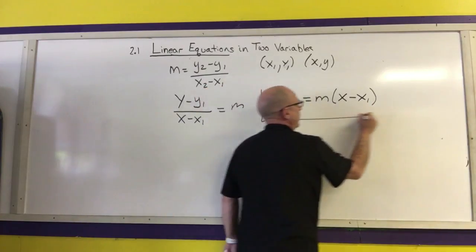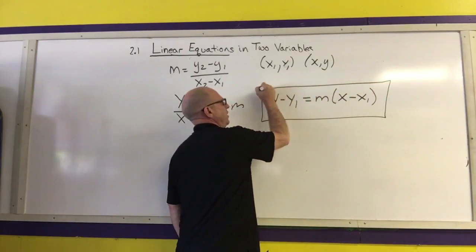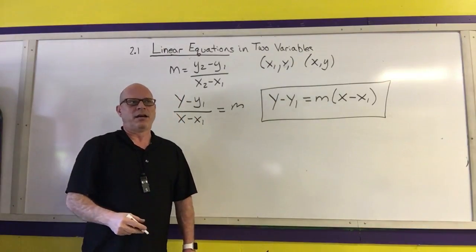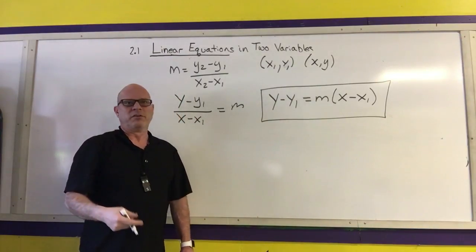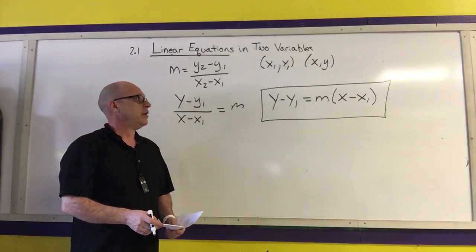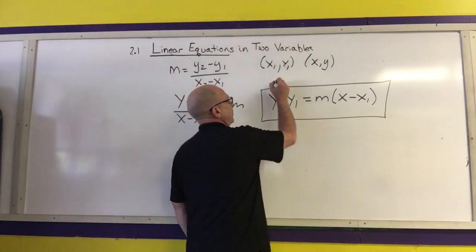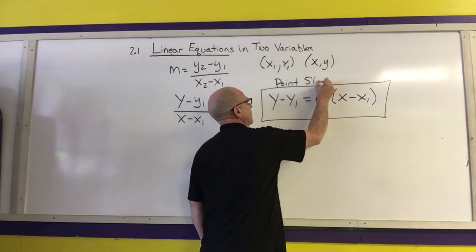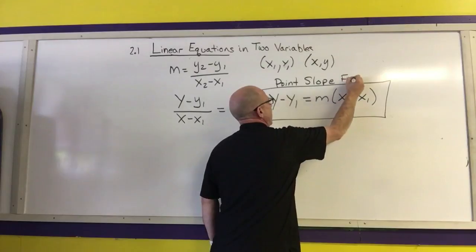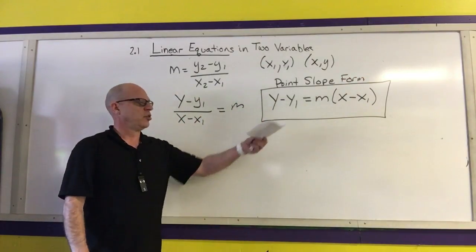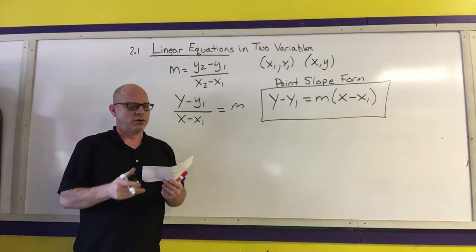This equation right here is probably the most useful equation if you're trying to get information based off of verbal models or from a graph, to be able to write the equation for a line. So this is called the point-slope form. And if I just ask you to write an equation for a line given a slope and a point, you can leave it in this form.